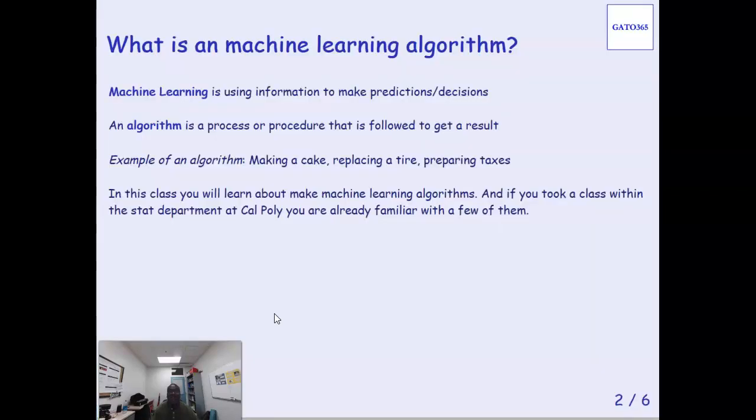All right. So when it comes to machine learning, or at least machine learning algorithms, it's ideal for us to first define what machine learning is, which is using information to make predictions or decisions. You can go online and find more complicated definitions, but this is pretty much it. And an algorithm is a process or a procedure that is followed to get a result. Kind of like a recipe.